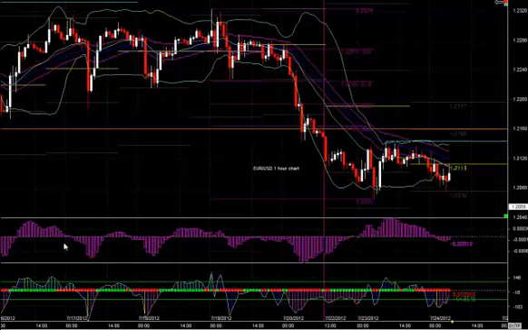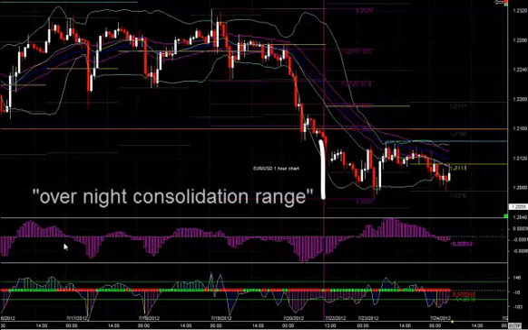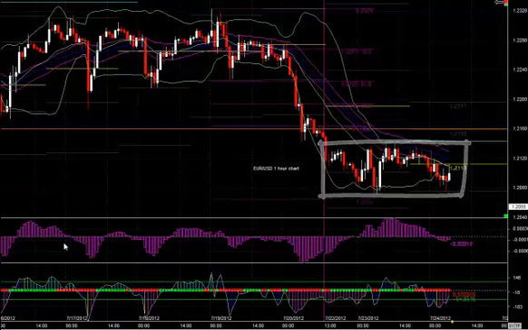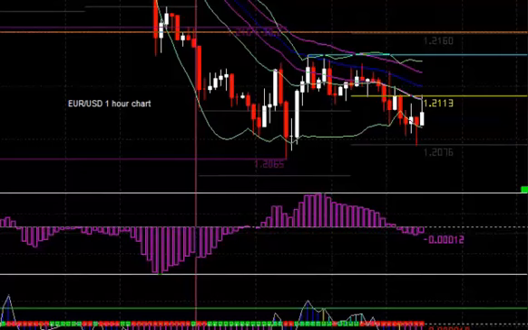I often refer to the consolidation range that I use to identify breakout trades as the overnight consolidation range. And what I mean by that is the quiet time, or when a particular market that's related to that currency is closed. So if we look here at the euro dollar 1 hour chart, here you see a clear range of consolidation. Here is a high and here is a low.